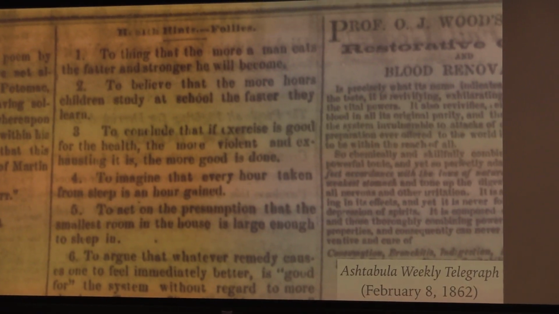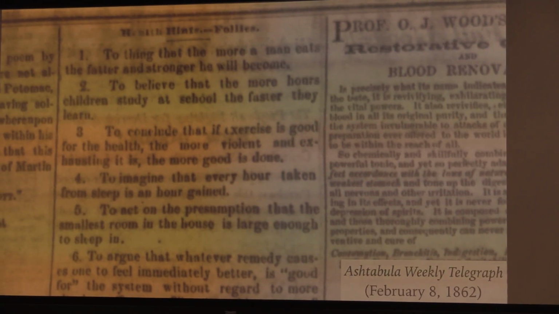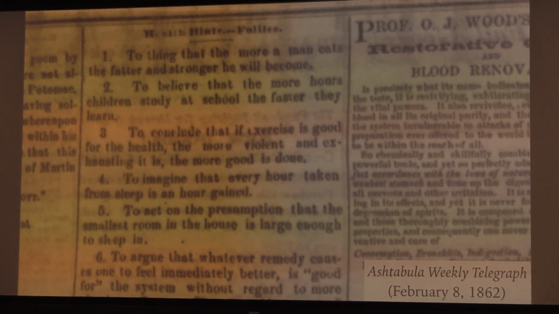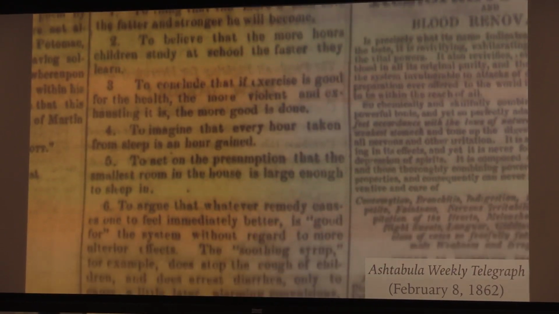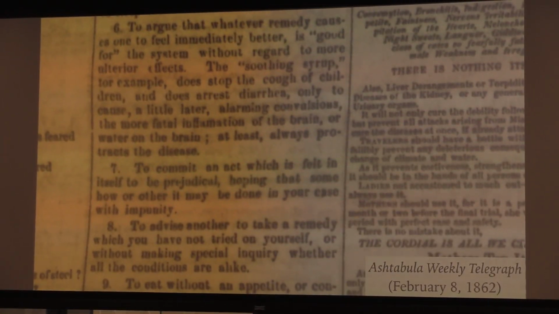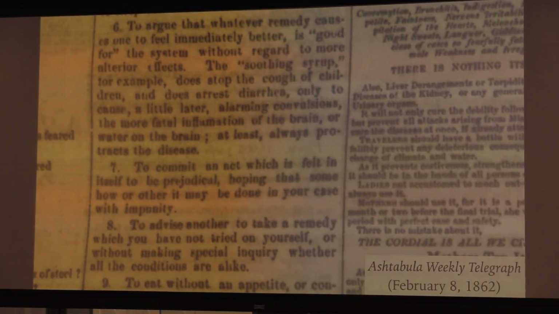About education. Number two, to believe that the more hours children study at school, the faster they learn. Home organization, to act on the presumption that the smallest room in the house is large enough to sleep in. And even ethics. Number seven, to commit an act which is felt in itself to be prejudicial, hoping that somehow or other it may be done in your case with impunity.